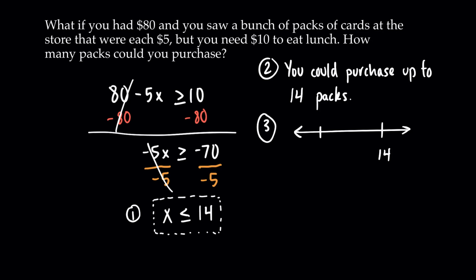So I'm not just going to shade left forever. What I'm going to do is say I could purchase exactly 14. I could also purchase exactly 0 if I wanted to. So we'll put a shaded-in dot there. And really any number of packs in between 0 and 14, like 1, 2, 3, 4, 5, 6, 7, you could go all the way up to 14. Any whole number between 0 and 14 you could purchase.